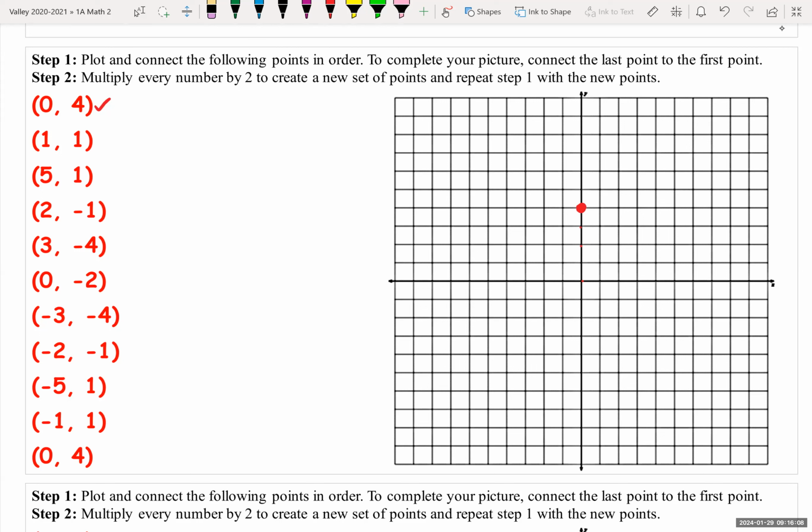Now we're going to do the second one, 1, 1, which means we go right 1, up 1. So from the center, always start from this middle point.